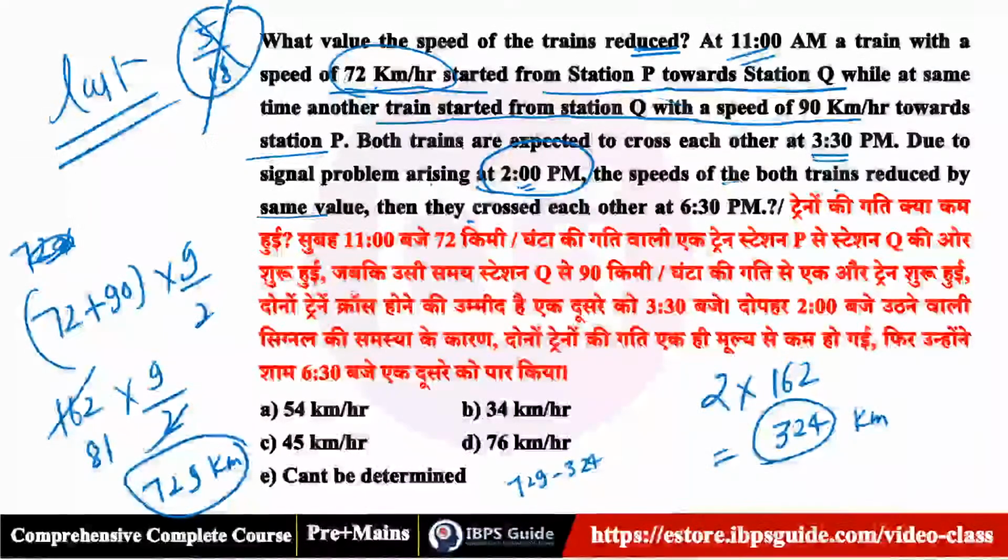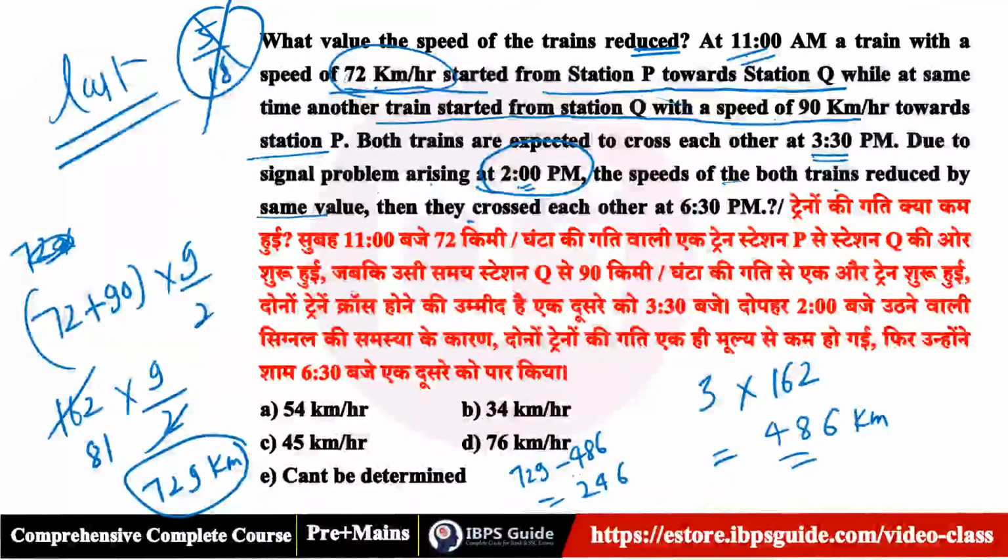Okay, once again, 11 to 2. That's 3 hours, not 2 hours. So let me multiply it by 3. 3 6 is 18, 3 1 is 486. Now subtract 729 minus 486. So that will be 243. Okay, 243. Now it's 2 pm.